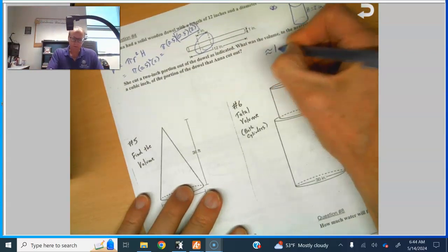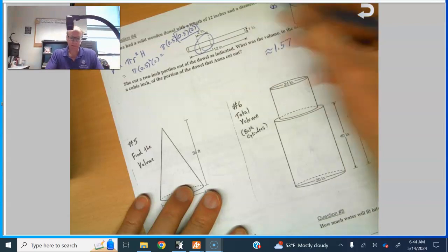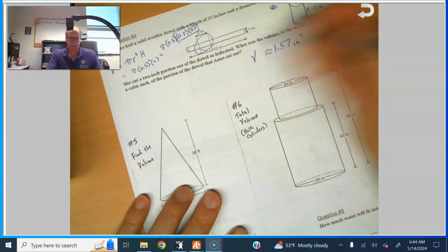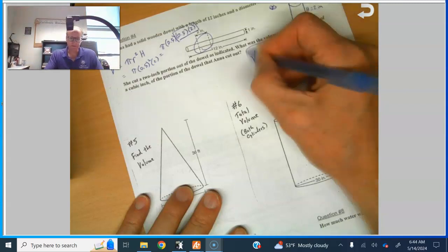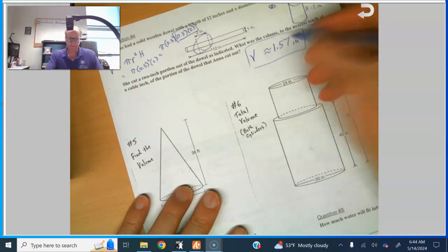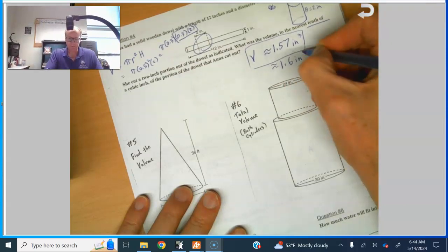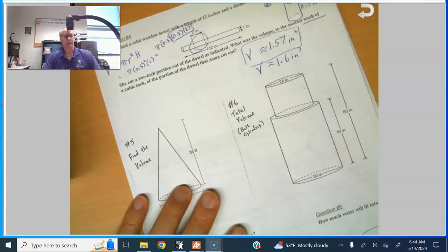Approximately 1.57, and this is in cubic inches, isn't it? So that's the approximate volume. And it says rounded to the nearest tenth. That's going to be approximately 1.6 cubic inches if I round it to the nearest tenth. And there it is.